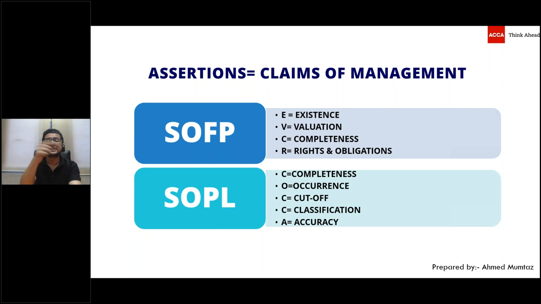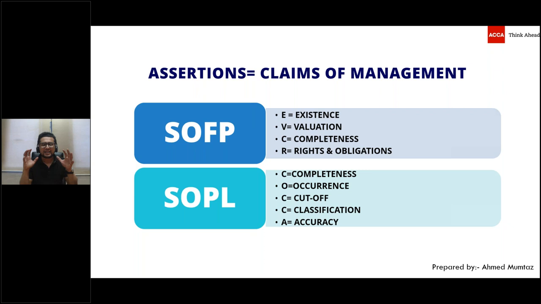Last but surely not the least, all those assets should be the ownership of the company. All those liabilities should be the obligation of the company. So the word rights has got to do with the assets, and the word obligation has got to do with the liabilities. So this is it: existence, valuation, completeness, rights and obligations.